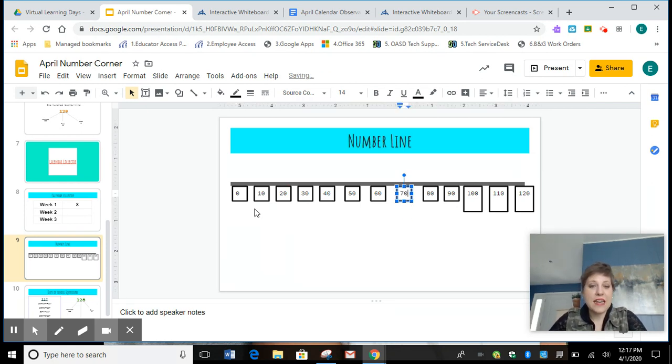70, you got it. I need you to use those counting voices with me as we count along our number line. Are you ready? 0, 10, 20, 30, 40, 50, 60, 70, 80, 90, 100, 110, 120. This time we're going to count back. 120, 110, 100, 90, 80, 70, 60, 50, 40, 30, 20, 10, 0.